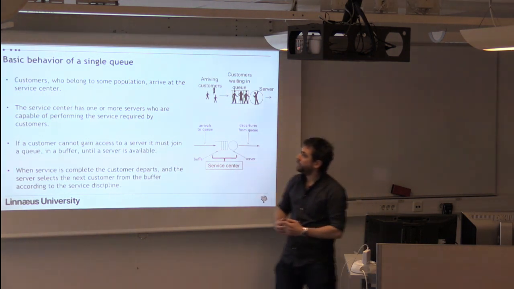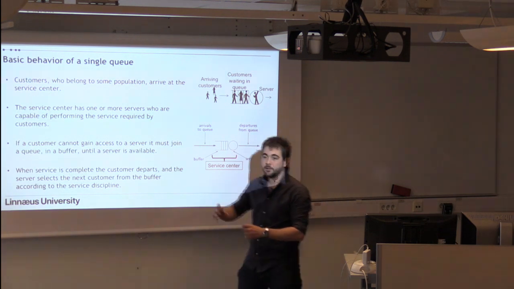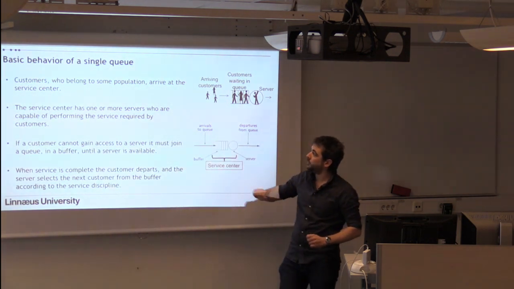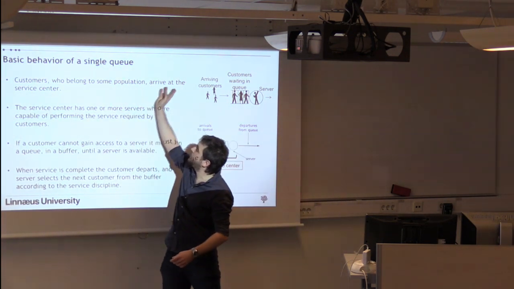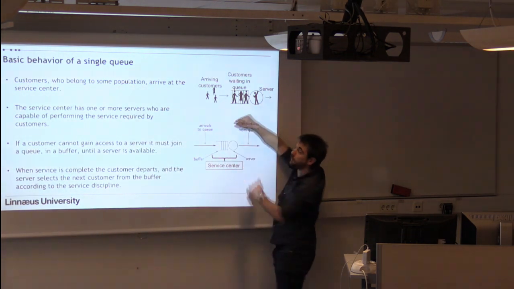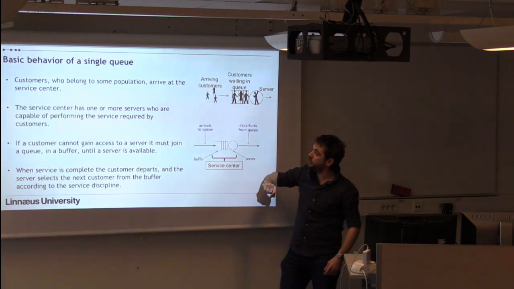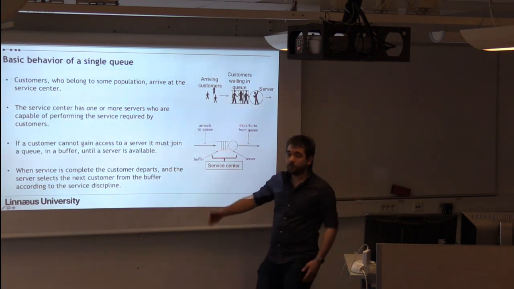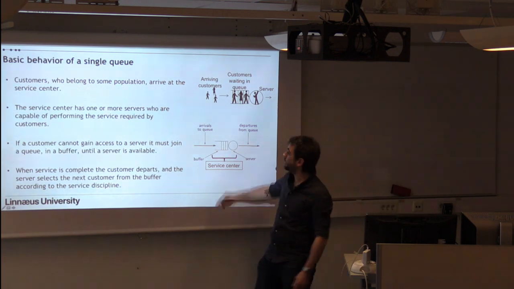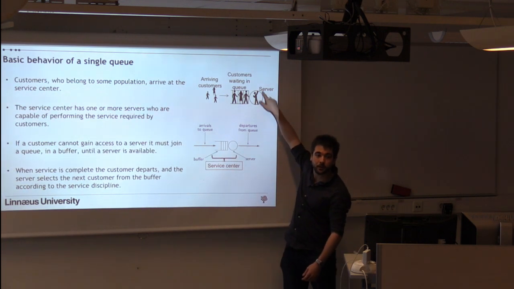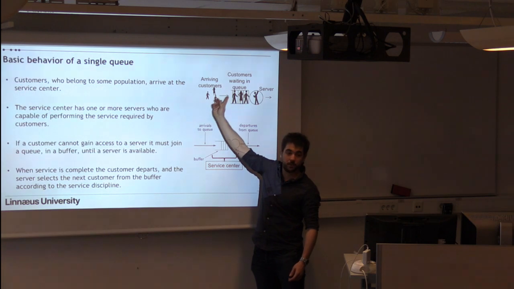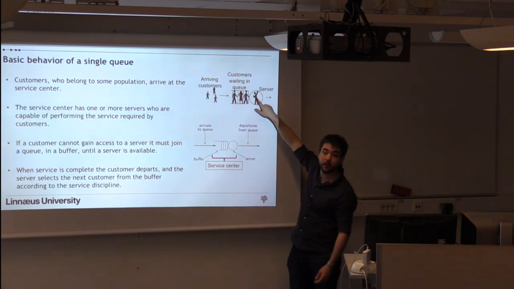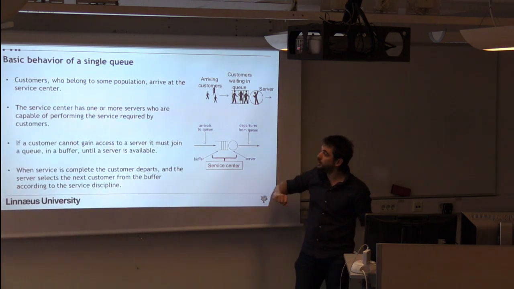So how to create the model? What is a queuing network? First, a queuing network is composed of service centers. What is a service center? Customers who belong to some population arrive at the service center. This is a service center, and we have arriving customers. The service center has one or more servers who are capable of performing the service required by customers. Here is the server. The server is the circle. Arriving customers, we put an arrow. Circle is the server. There could be one here, but there could be more servers for this service.